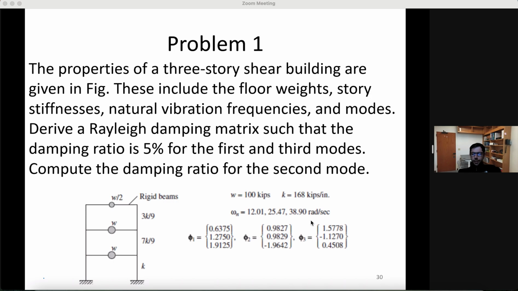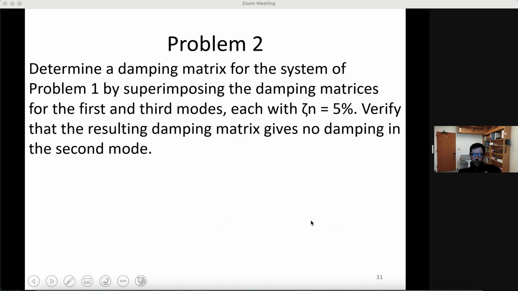So for instance, in this problem, the properties of a 3-degree of freedom system are given, and the problem is asking you to derive the Rayleigh damping matrix such that the damping ratio is 5% for the first and the third mode, and compute the damping ratio for the second mode. This is very much the problem that we have seen before.